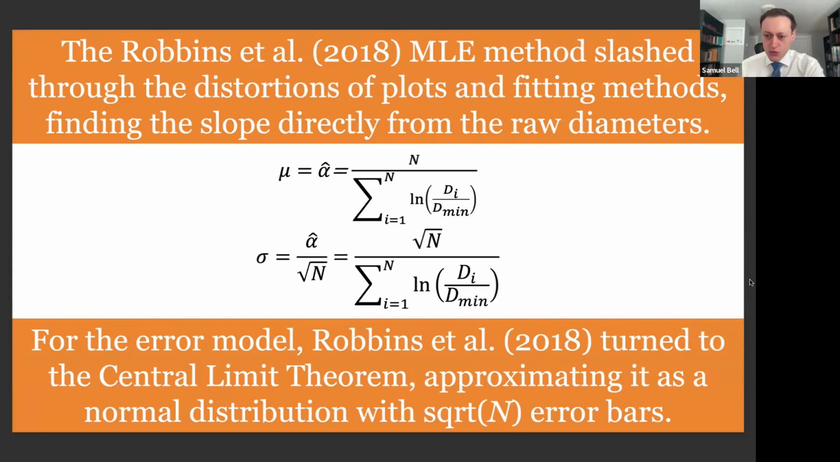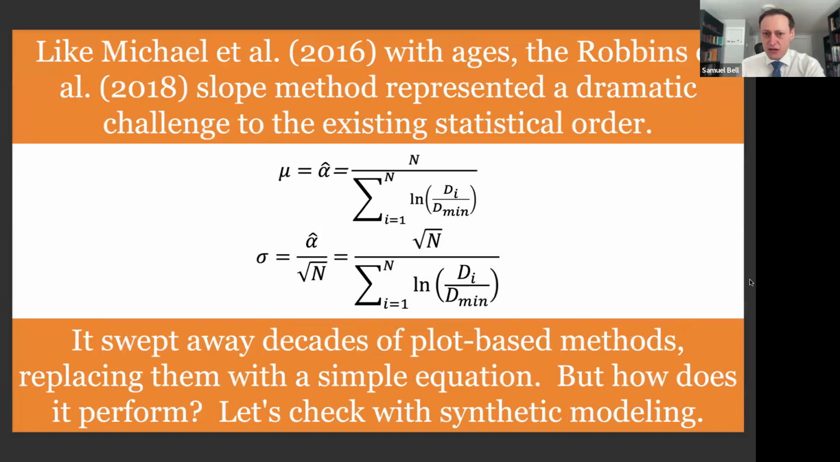2018 went classic. They turned to the central limit theorem, approximating it as a normal distribution with square root of n error bars. And like Michael et al. 2016 did with ages, the Robbins et al. 2018 MLE slope method represented a dramatic challenge to the existing statistical order. It swept away decades of plot-based methods, replacing them with a simple equation.